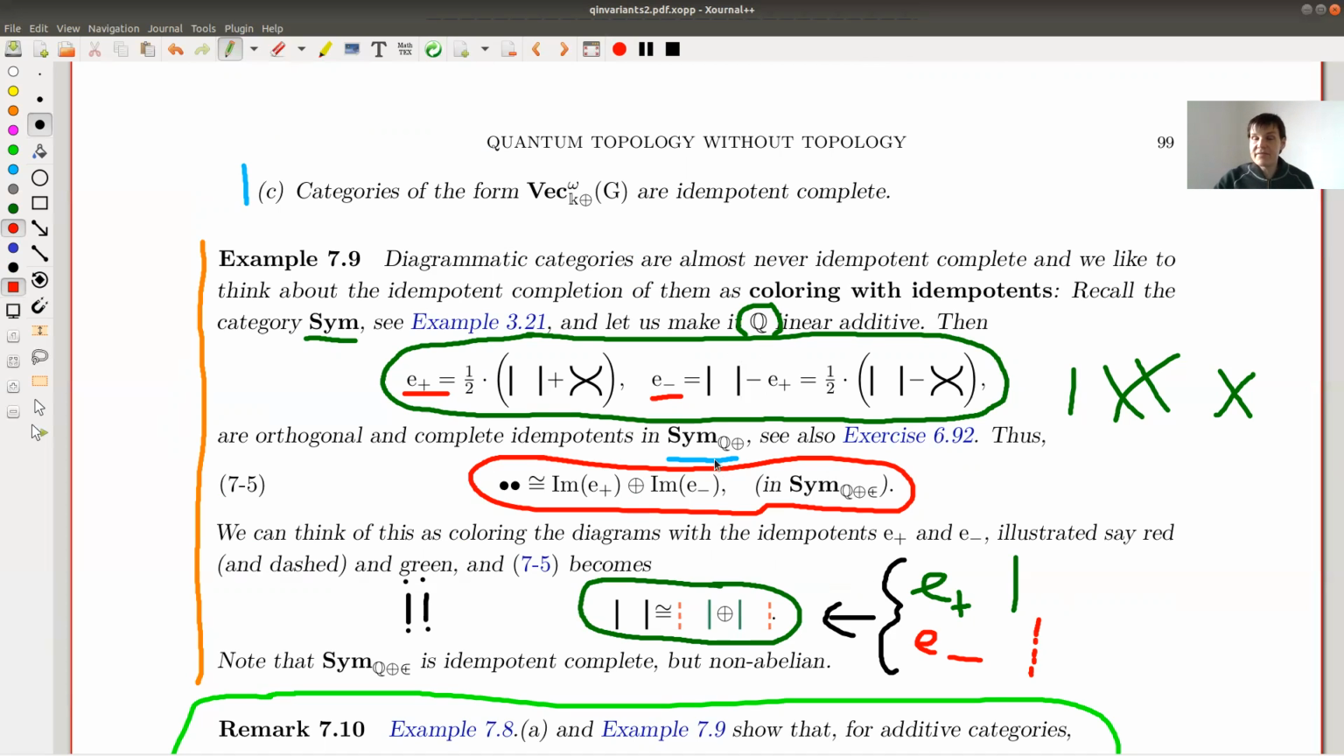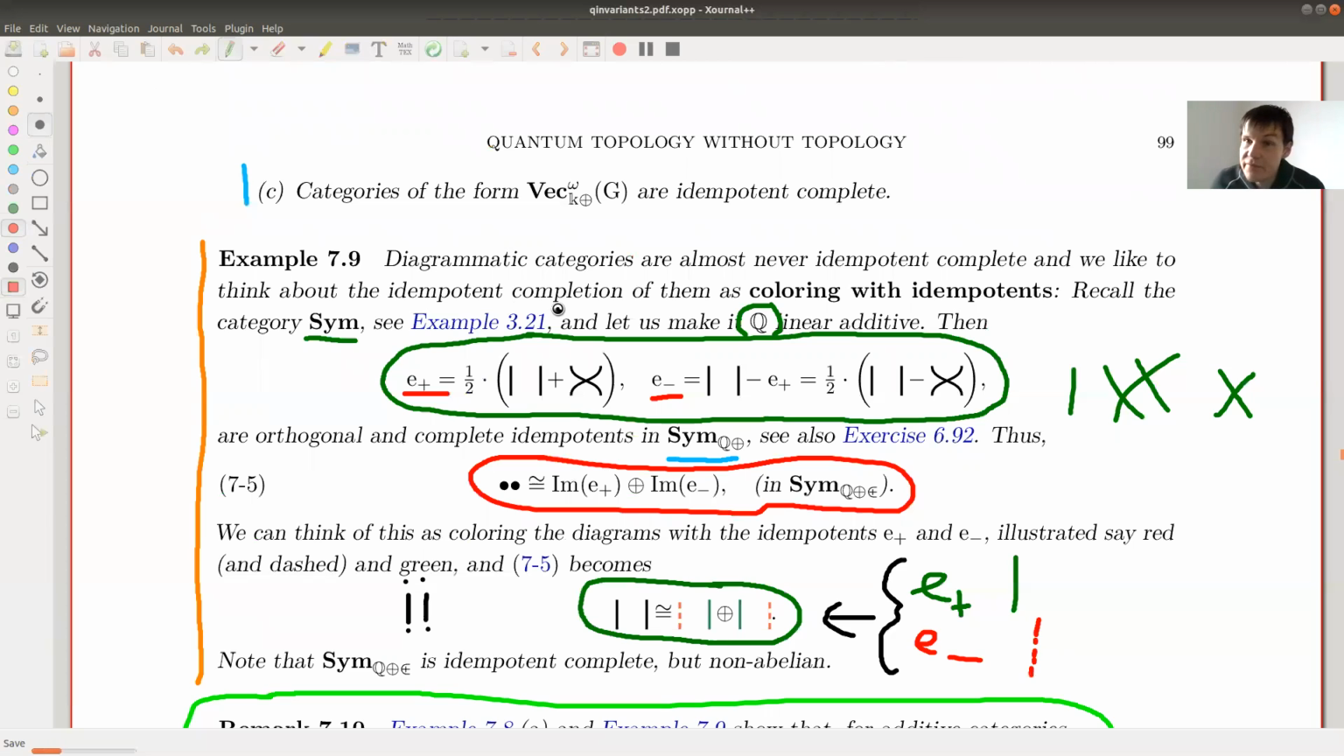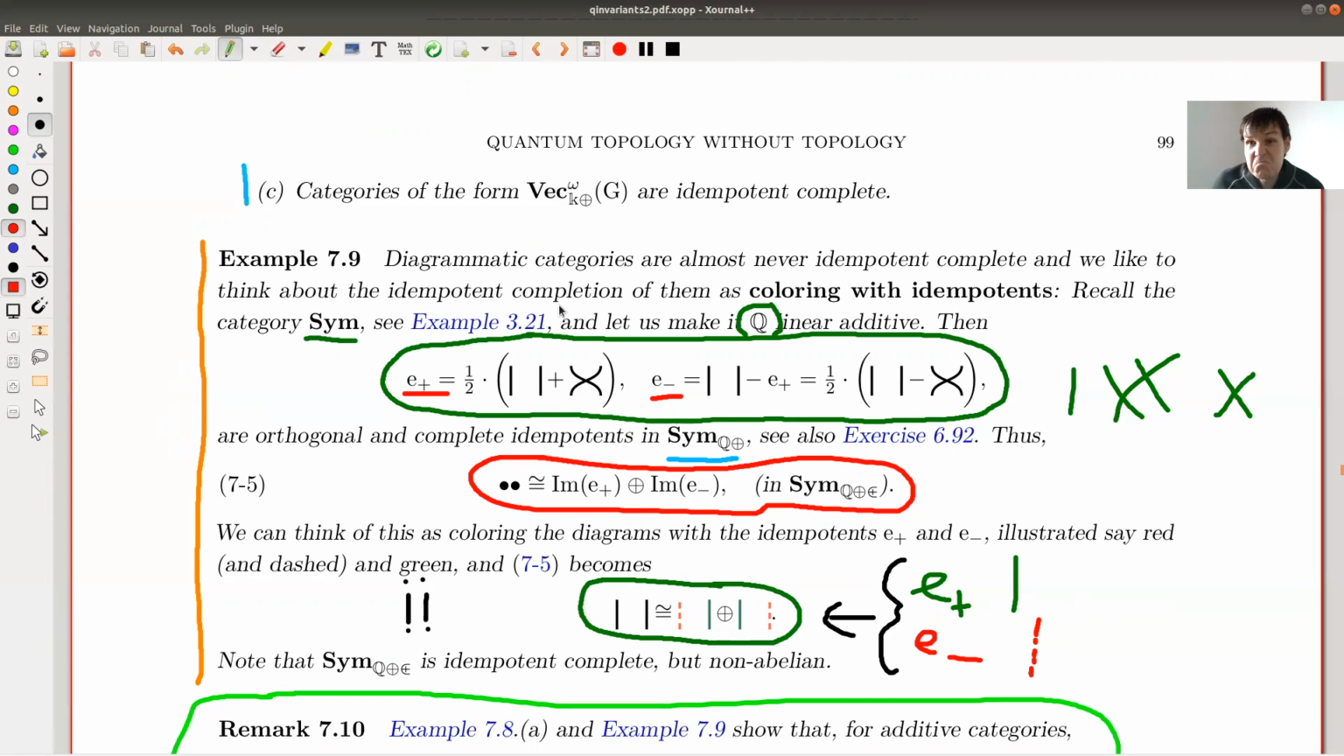So let me say it again because it's important. So take diagrams. First, allow scalars, linear extension, allow direct sums, additive extension, and now allow colorings of diagrams with idempotence, idempotent completion. And the only difficulty is to find those idempotents usually. You reduce all difficulties to finding idempotents, which is sometimes a very hard task, but at least it's something you could try.